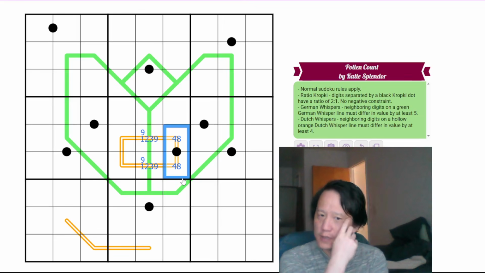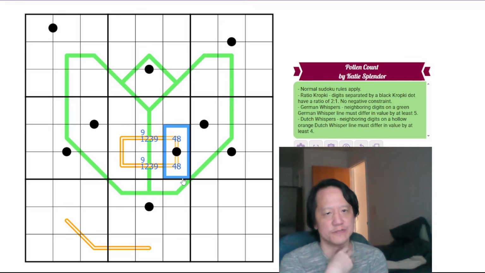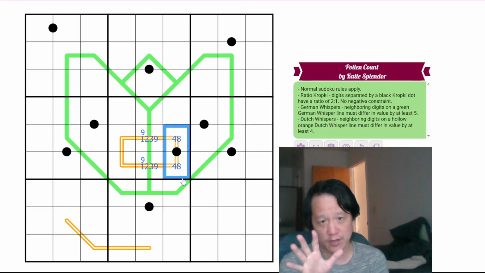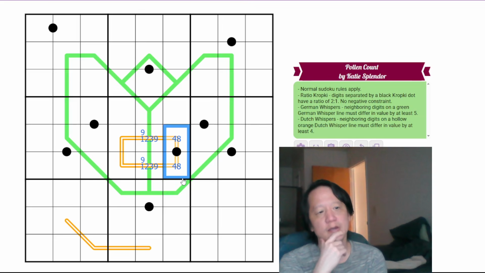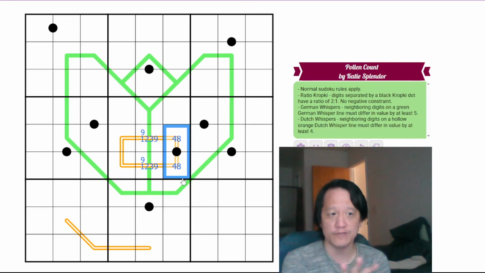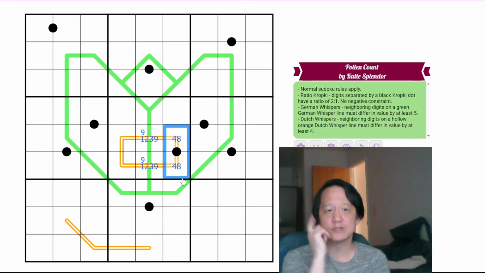Anyways, let's go on sort of a completely different tangent. Let us go and start coloring this Whisper 5 line. Now, on a Whisper 5 line, first of all, you can never have a 5 on a Whisper 5 line. And you'll always alternate between low digits and high digits on a Whisper 5 line. The low digits being 1 through 4, the high digits being 6 through 9.